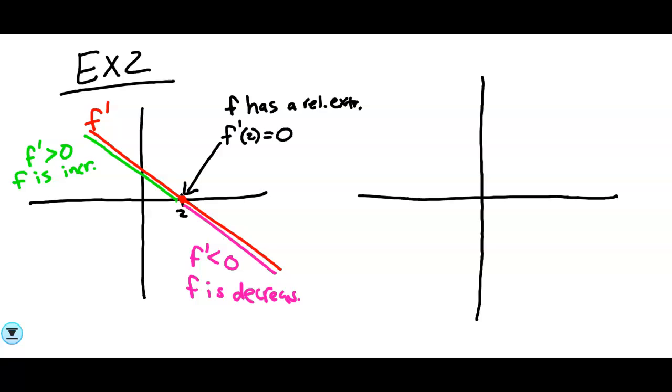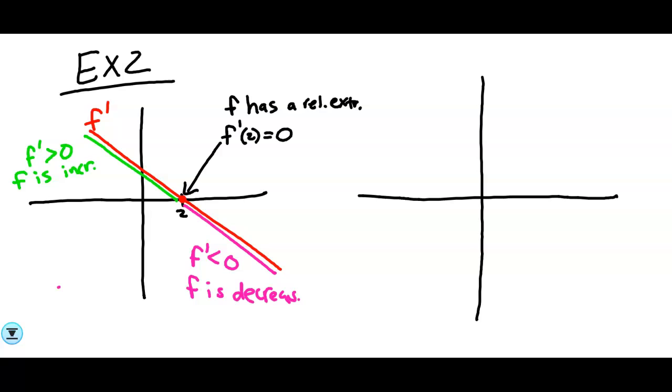That would be a max, right? So you could tell by looking at the graph, since it goes from above to below, the f function will have a max. If it was reversed, if it goes from below to above, that means it's going from negative slope to positive slope. In other words, from decreasing to increasing, that would be a minimum.